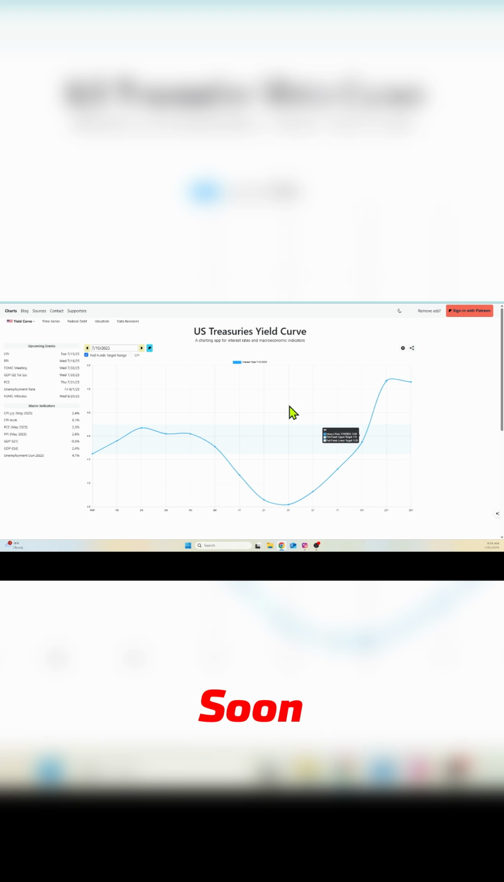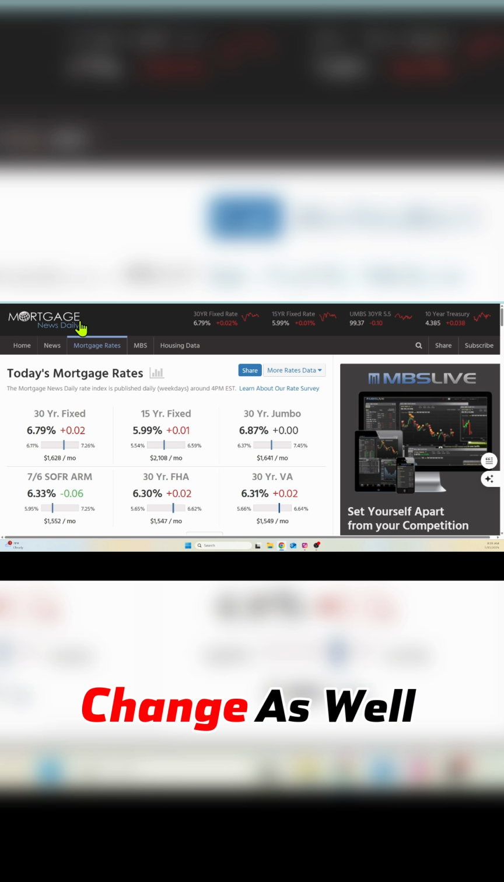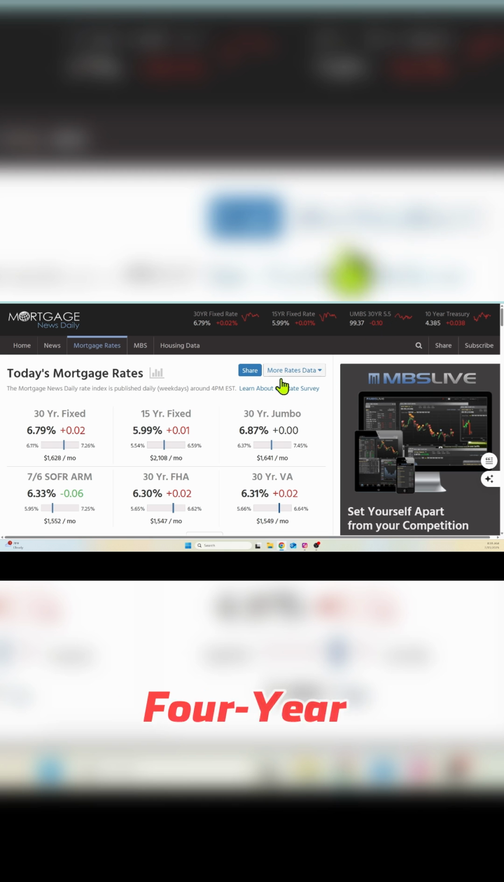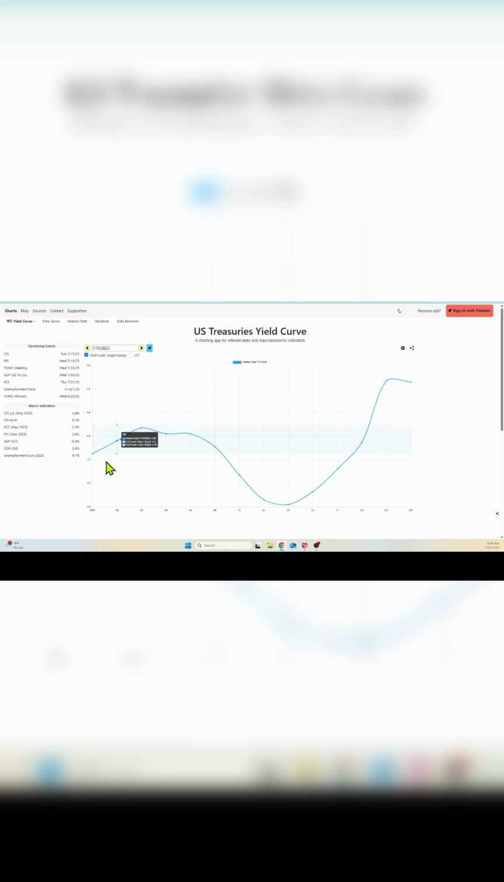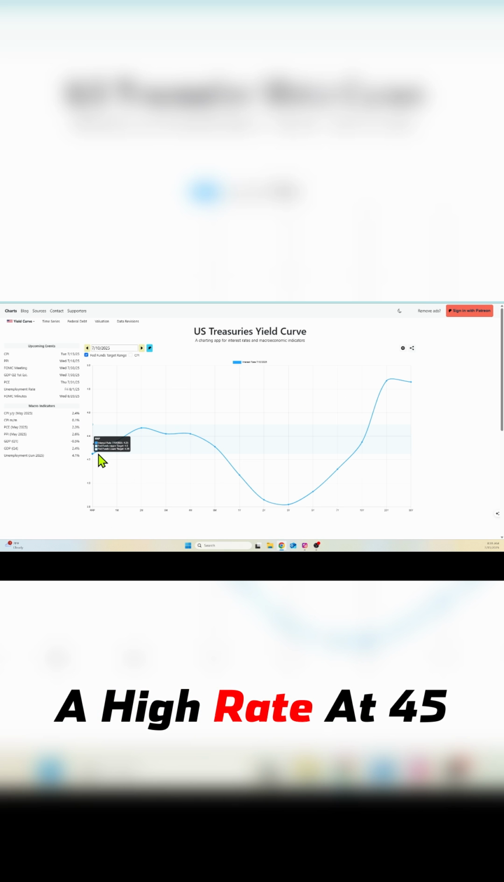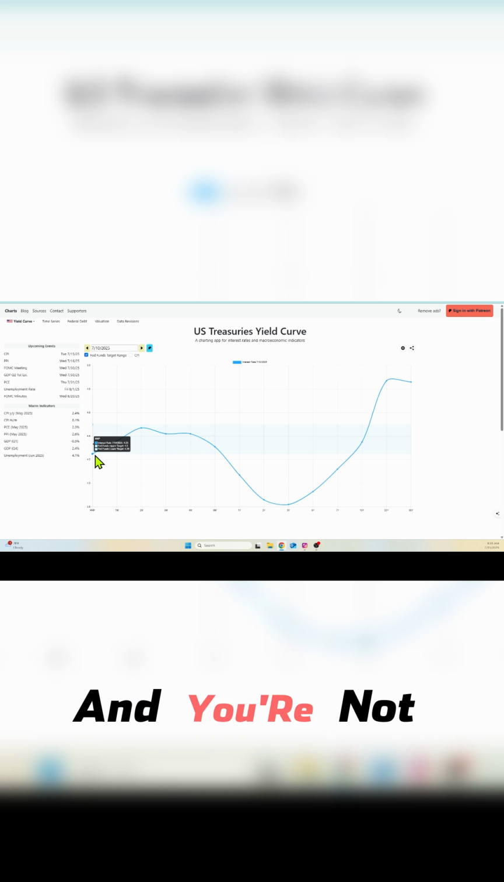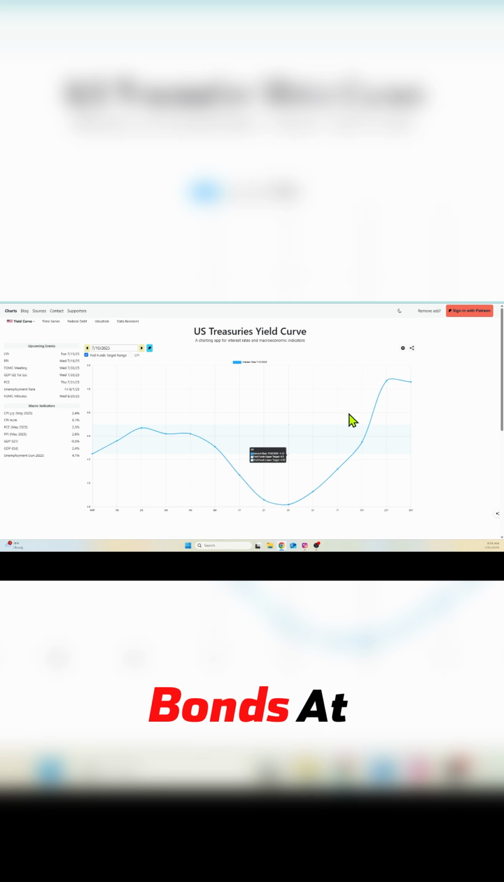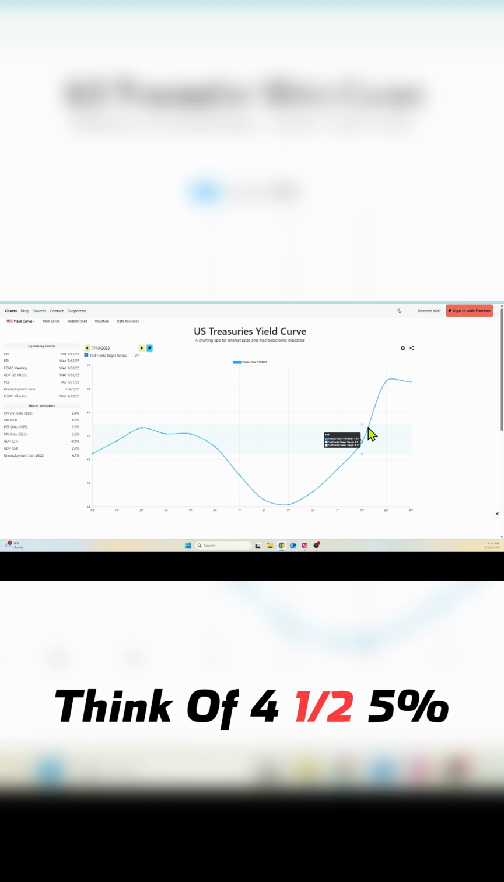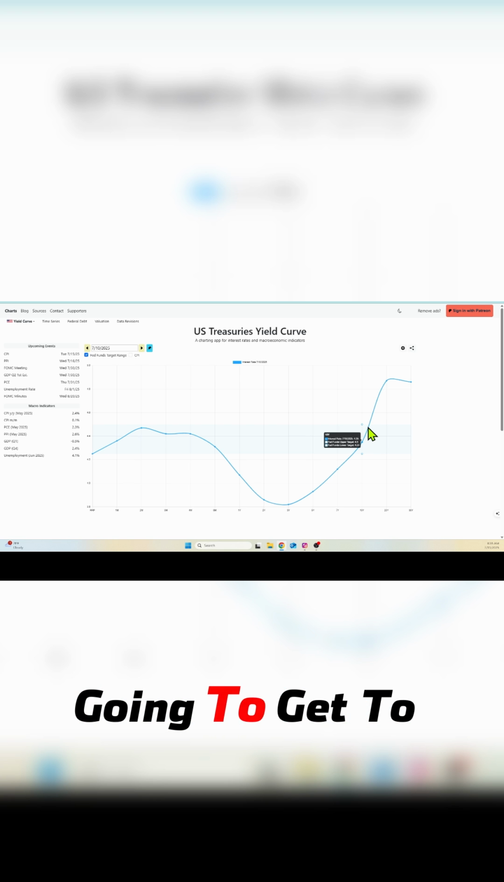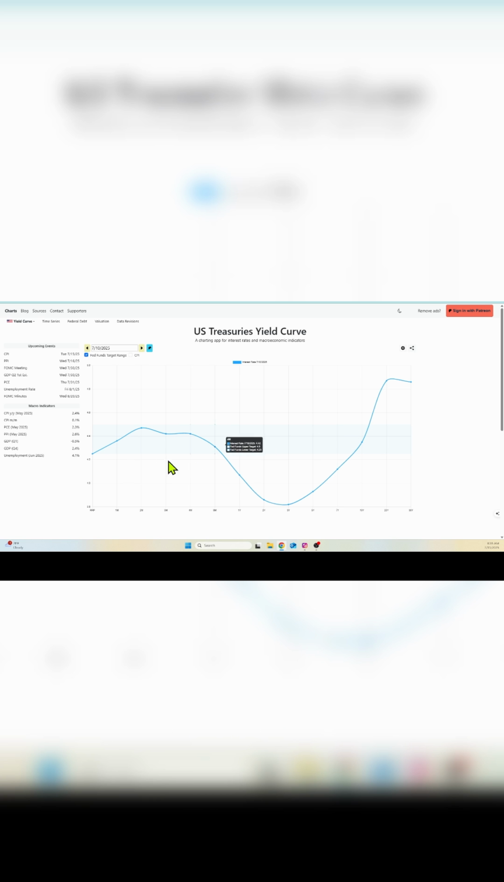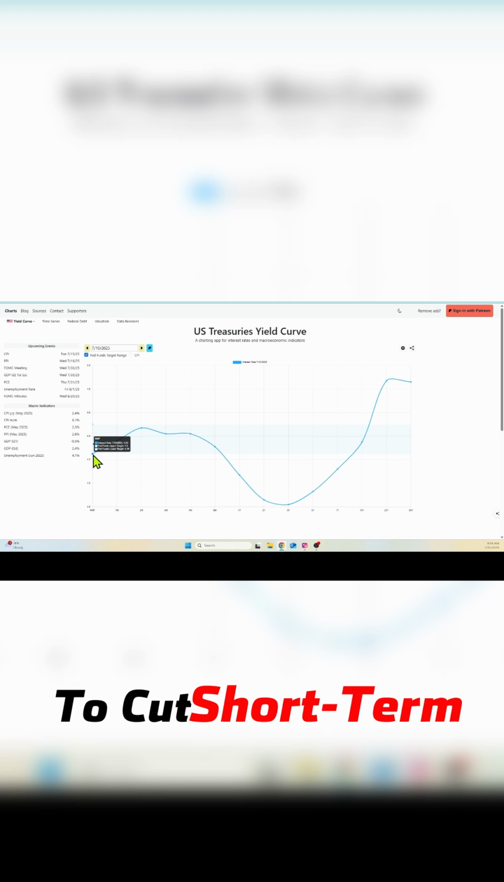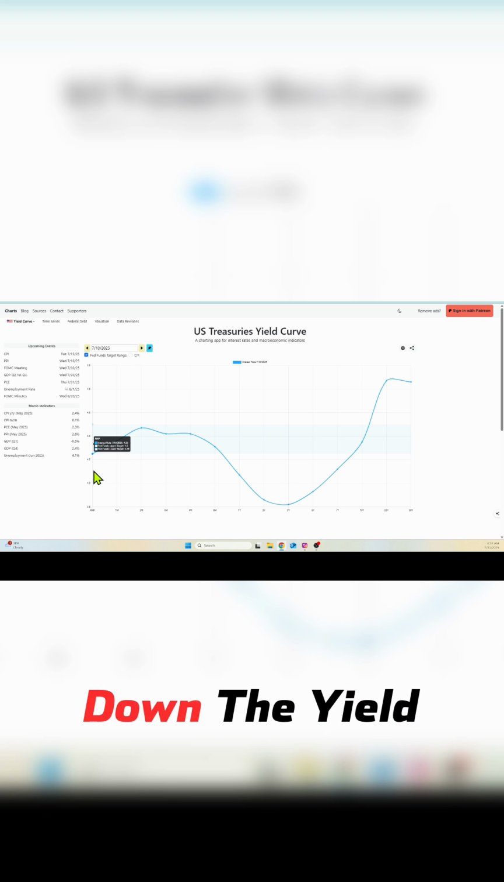down anytime soon, and you're not going to see mortgage rates change as well, because you can't get a treasury bond at a high rate at 4.5, and you're not going to get any investors to buy bonds at, think of 4.5%, 5% coupon. So rates aren't going to get to 5% anytime soon. We need the Federal Reserve to cut short-term rates. That'll bring down the yield curve.